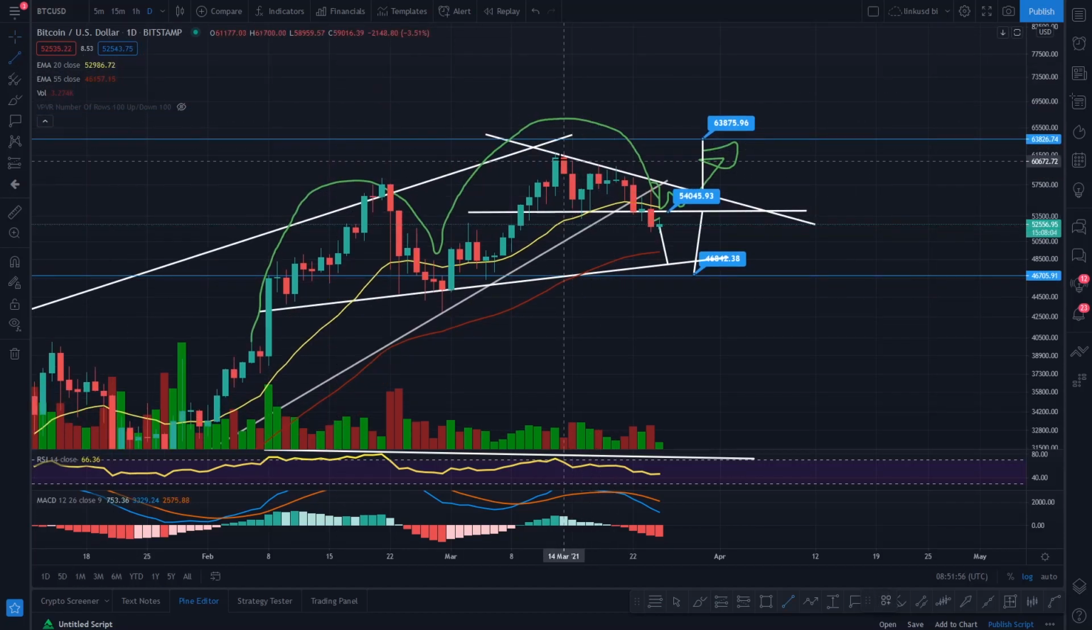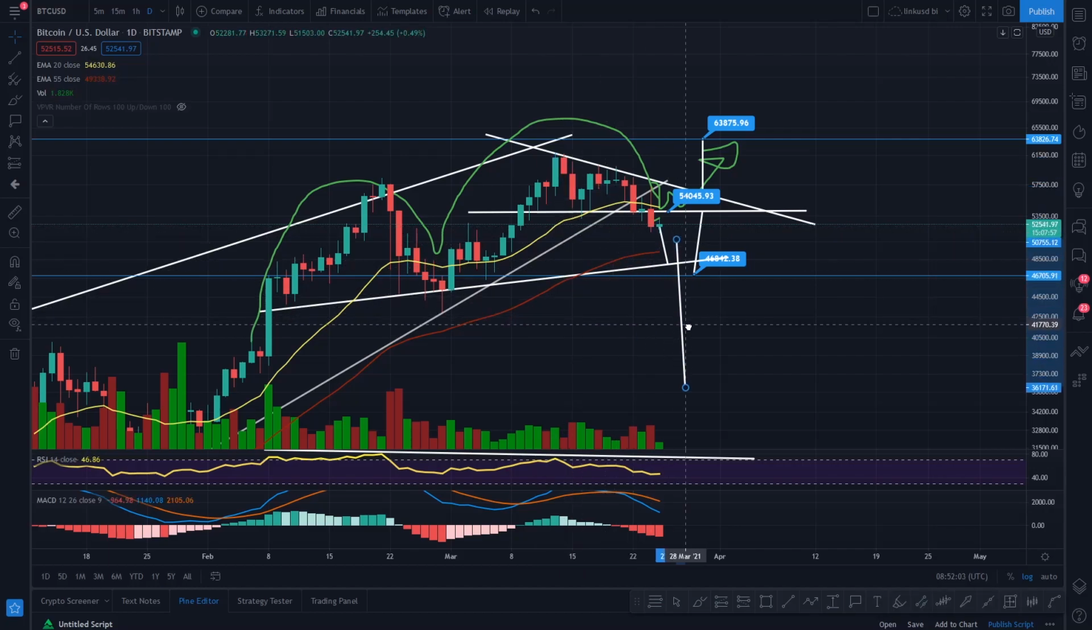So what you do with this, you go from the high of the M, which is there, down to the neckline, okay, and what you do, you move that from the neckline of the M, wherever you were to break out, guys.